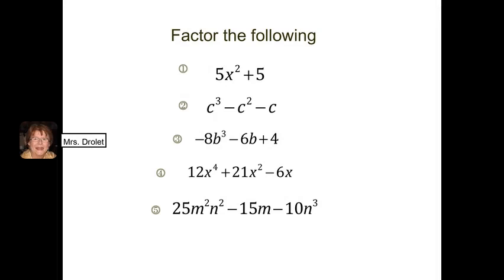On the following slides, you will get the solutions for these five expressions. So on the board, you see five algebraic expressions, and the instructions are to factor the following. In other words, write as a product.